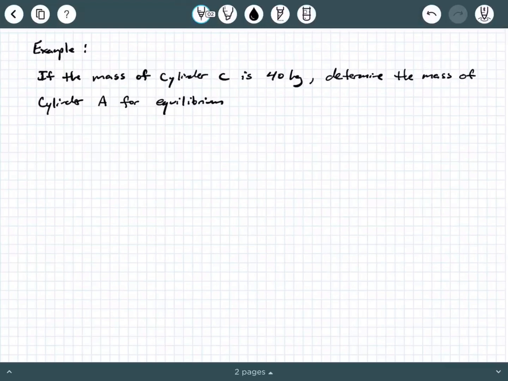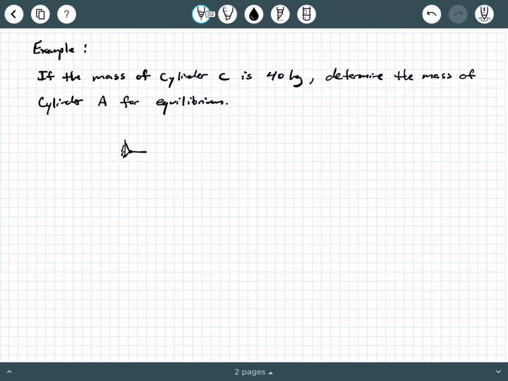We're asked to determine the mass of cylinder A, given that the mass of cylinder C is 40 kilograms, and we want to ensure that this whole system is in static equilibrium. So let's go ahead and draw the system together. And again, this is part of the given information.